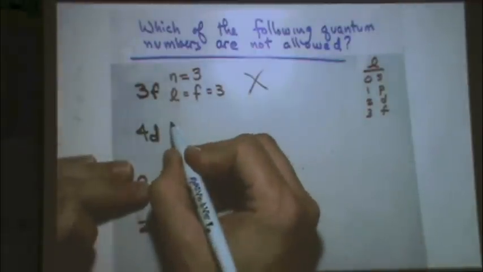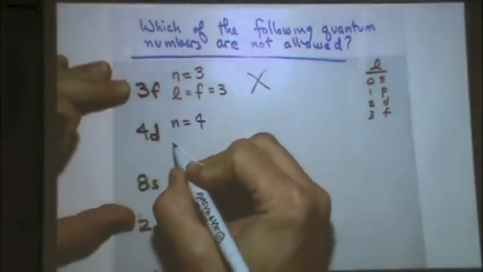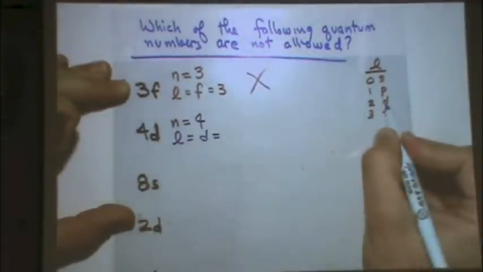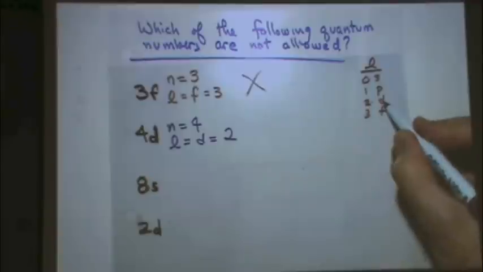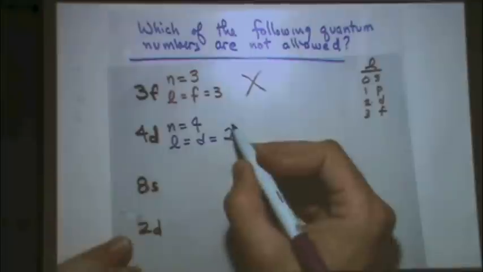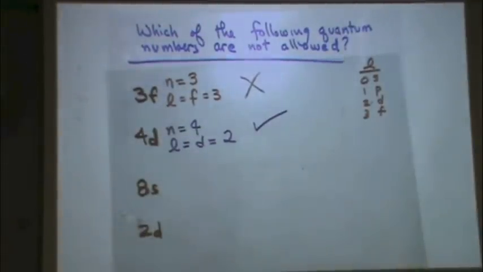So in the next case, N equals 4, what's L? 2. So you just look at the table here. If it's the letter D, L is 2. So in this case, N is bigger than L. This is totally fine. This is an allowable case. So the first one's not allowed because N and L are equal, but in the second case, N is bigger than L, so that's allowed. You can't have a 3F orbital.